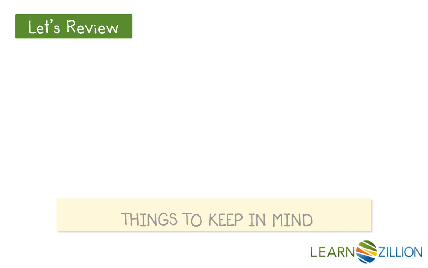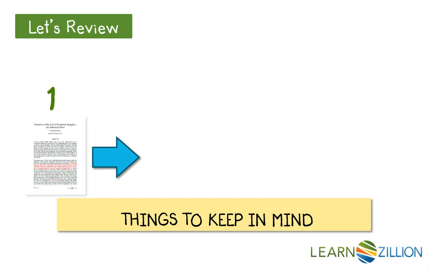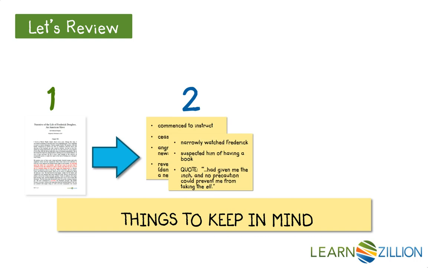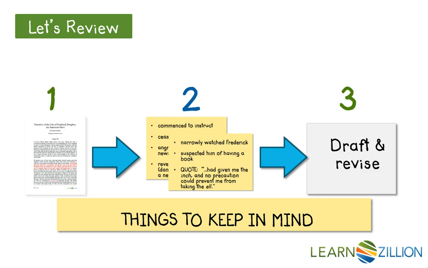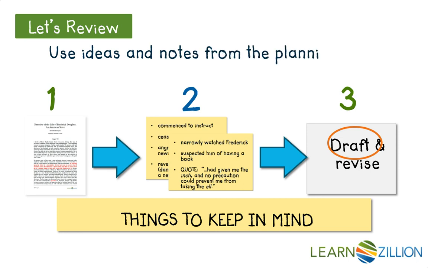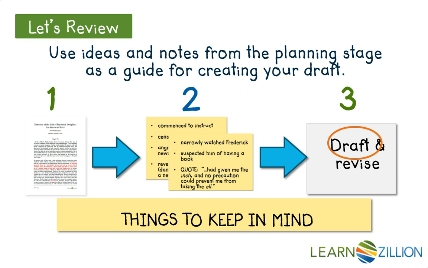Here are some things to keep in mind. Remember, when writing in response to an essay prompt related to literature, reading and analyzing the text is very important. Your thinking and analysis of the text is used when you move forward to Step 2. Here you record your ideas and make a plan for how you can respond to the writing task. Once that plan is completed, you move on to Step 3 and begin drafting your essay. Here, you need to remember, use ideas and notes from the planning stage as a guide for creating your draft.